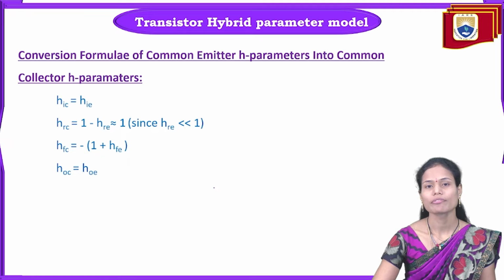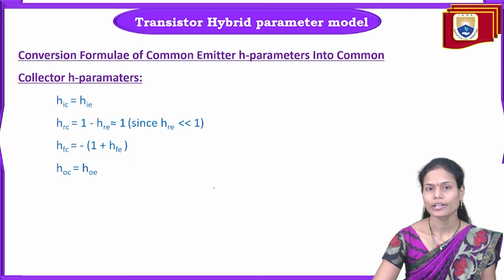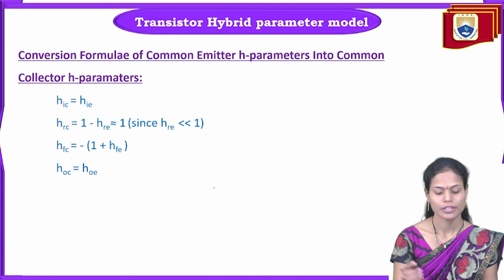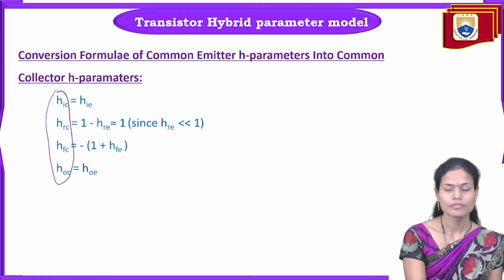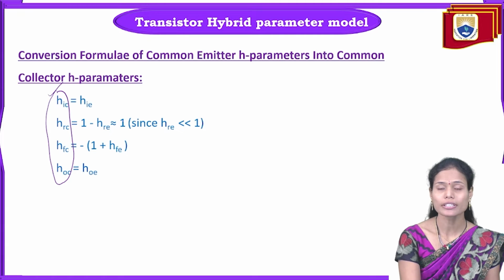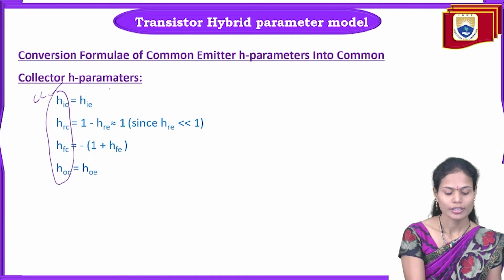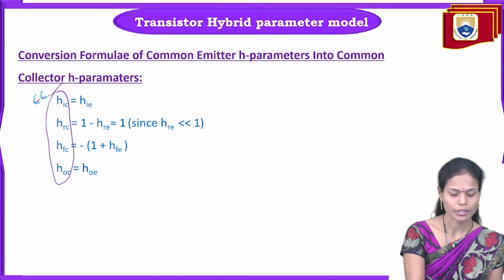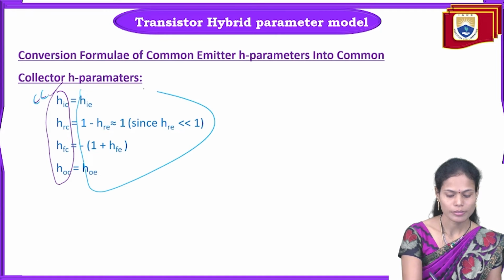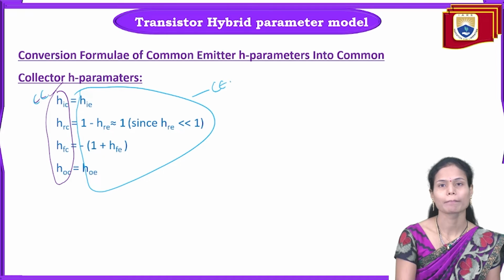I have already mentioned, whenever we want to calculate the parameters in the common collector configuration, we require the conversion formulas of common emitter H parameters into common collector H parameters. So these all are the common collector H parameters. These common collector H parameters in terms of common emitter parameters we are writing here. So these are the common collector parameters and these are the common emitter parameters.